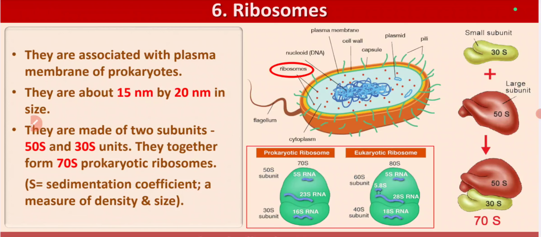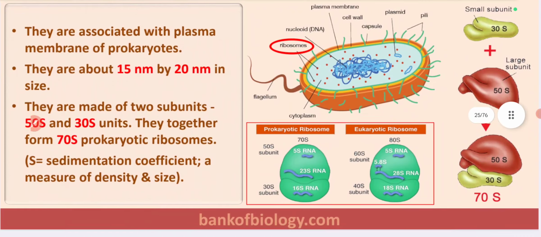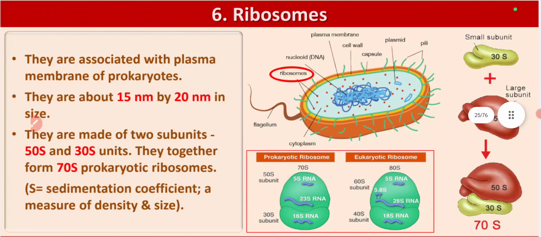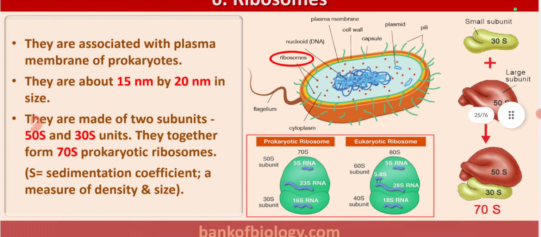We are going to cover this topic in further classes. Just remember, the prokaryotic ribosome is 70S, which is made up of two subunits, 50S and 30S. And the eukaryotic ribosome is made up of 60S plus 40S, which makes it an 80S ribosome.